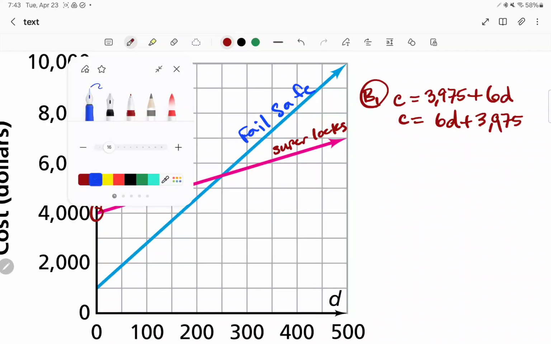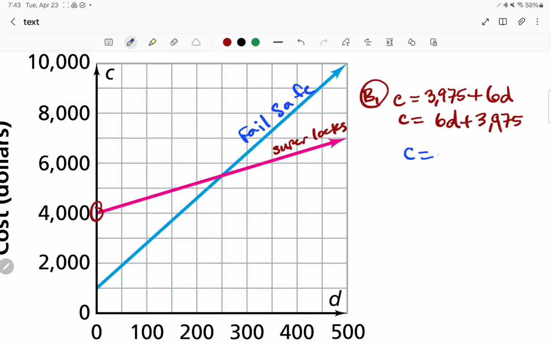And then if we take a look at Failsafe, that has a slope of $17.95 per day, with an initial fee of, all the way down here, $995. So at day 0, it's $995. Okay, so there we have our two equations. So those are the two that we're going to go ahead and use.